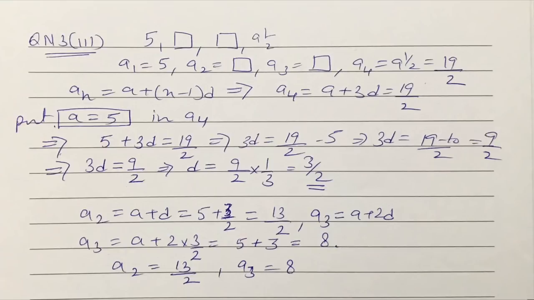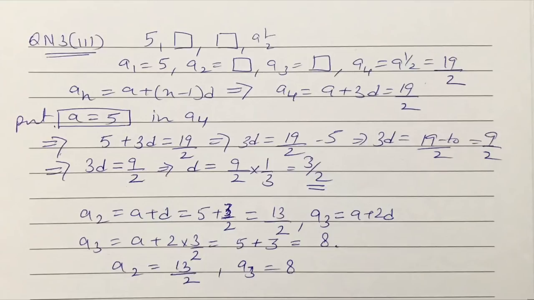But I am given the value of a, which is 5. So let us put a is equal to 5 in A4. So we have 5 plus 3 times d is equal to 19 by 2. Shift 5 on the right hand side. So we have 3d is equal to 19 by 2 minus 5, which implies 3d is equal to (19 minus 10) by 2, which is 9 by 2. Now 3 times d is equal to 9 by 2. Therefore d is equal to 9 by 2 into 1 by 3.